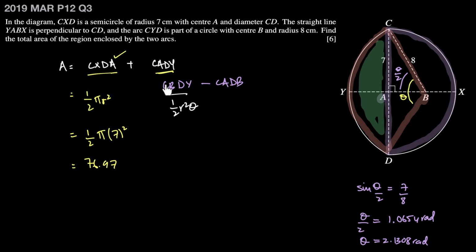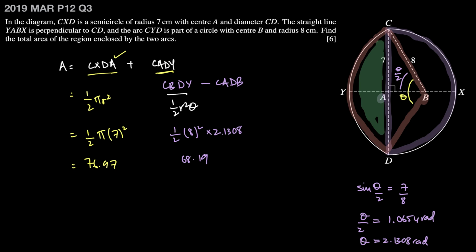So we can figure out the area of this sector CBDY, the sector of the circle with center B. The radius over here is 8 centimeters, so half times 8 squared times theta, which is 2.1308. And this value comes out to 68.19 centimeters squared. So next we have to figure out the area of this triangle, CADB.